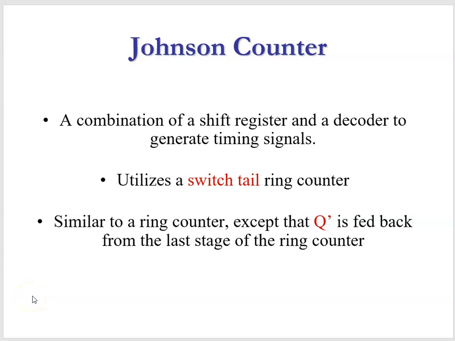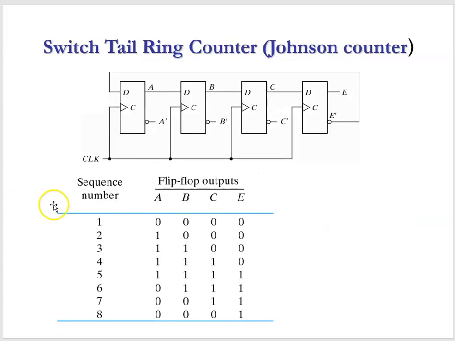We looked at a ring counter to generate timing signals. Now we'll look at a type of switch-tail ring counter called a Johnson counter. It's a combination of a shift register and a decoder to generate timing signals. So that switch-tail ring counter, what we'll see is it feeds back Q prime from the last flip-flop into the first stage of the ring counter. And that gives us a few more states available for the same number of flip-flops.